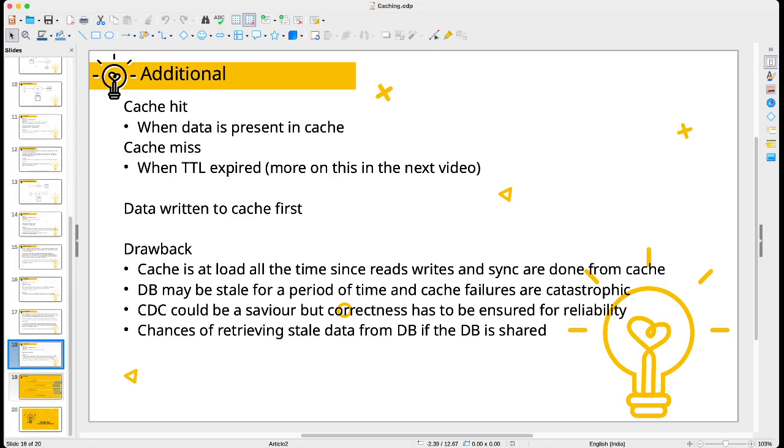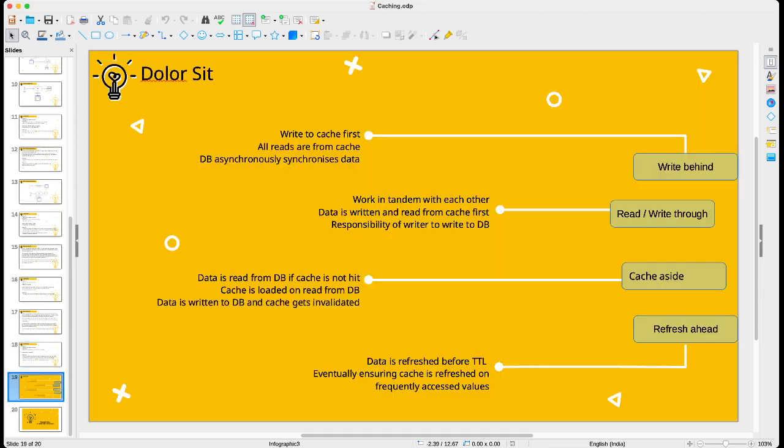We have looked into several caching strategies. We will do a little summary. Write behind writes to the cache first. All reads are from the cache, and the DB asynchronously synchronizes the data. This is the write behind pattern, which is explained in the video.